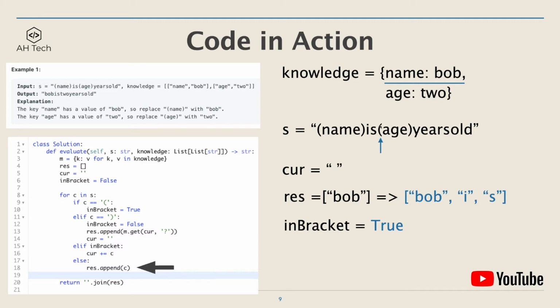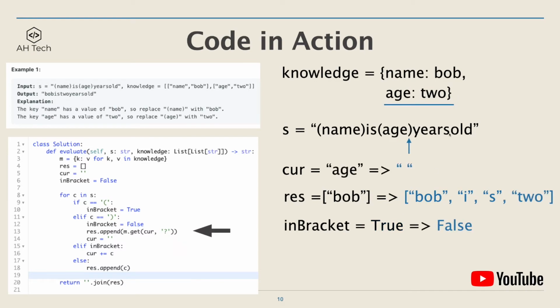And now we hit another left bracket, so the in_bracket flag will be updated to true. And then all the way up to the right bracket, current is age, which is a string inside that bracket pair, and it will be reset to empty. And we'll append the corresponding value of age, which is 2, into res, and in_bracket will be updated to false again.